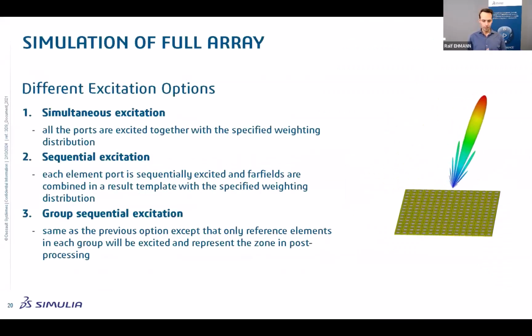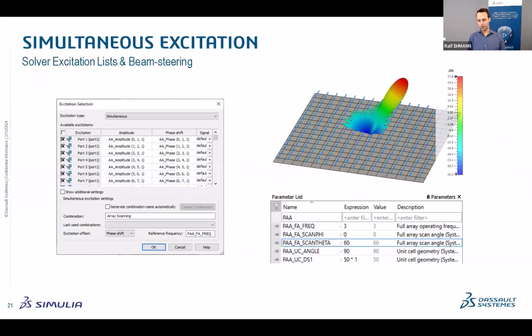There's different ways basically to simulate these full arrays. There's first the case of simultaneous excitation, so having all the elements excited with complex weights together, or there's a sequential excitation where you're combining everything in post-processing, and there's even a group sequential excitation, which I will get to in a minute. So let's maybe just quickly run through these so you can also see how the UI looks. So we start with a simultaneous case.